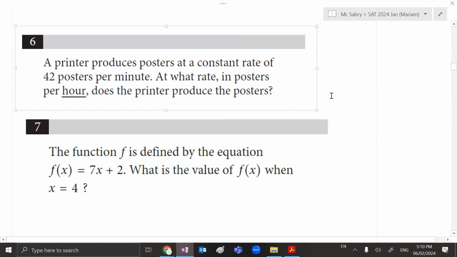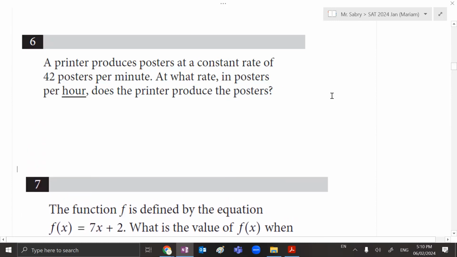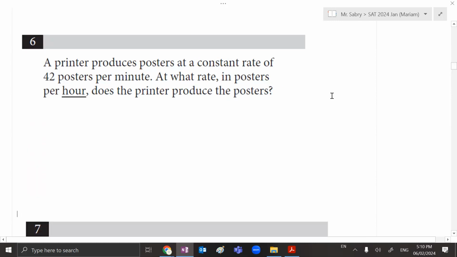6. A printer produces posters at a constant rate of 42 posters per minute. At what rate in posters per hour does the printer produce the posters? Multiply 42 by 60. Why? Explain to me. Because it said per hour, and an hour has 60 minutes. Okay. First of all, it does 42 per minute, which is like in 1 minute. You know, an hour has 60 minutes. So then it's 42 times 60. How?